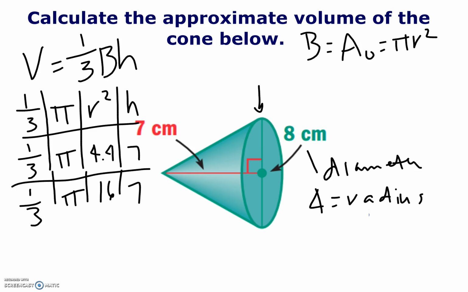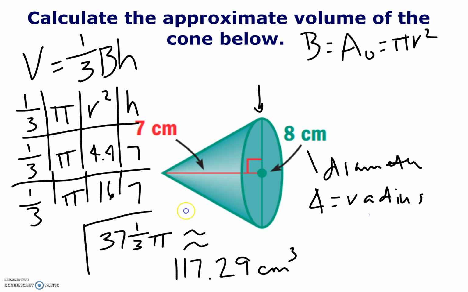So stick that in your calculator, and you get 37 1/3 pi. So if you multiply that times the pi button, you're going to get 117.29. And it's going to be centimeters cubed if we put the units on there. And that's your answer.